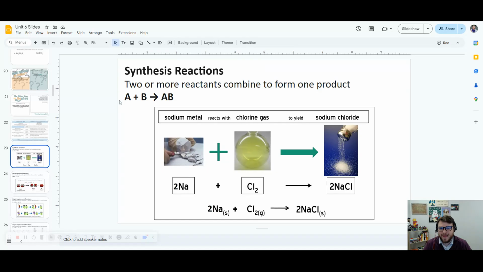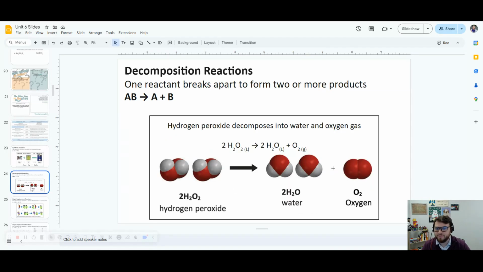We have synthesis reactions. That is when 2 or more reactants combine to form one more complex product, or A plus B yields AB. And so you have an example of that here with chlorine and sodium. Then we have a decomposition reaction, which is the opposite of that, right? If synthesis is two simpler things becoming one more complex thing, decomposition is one more complex reactant breaking apart to form 2 or more products that are simpler, okay? And that would be AB yields A plus B.